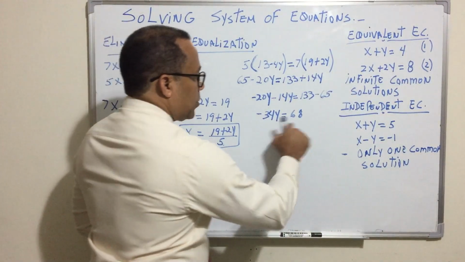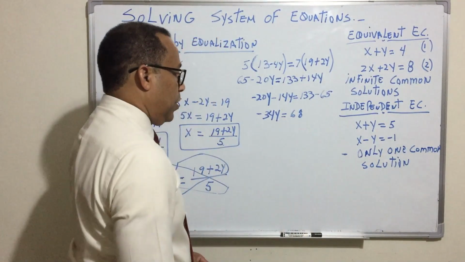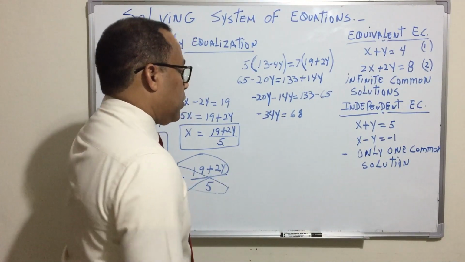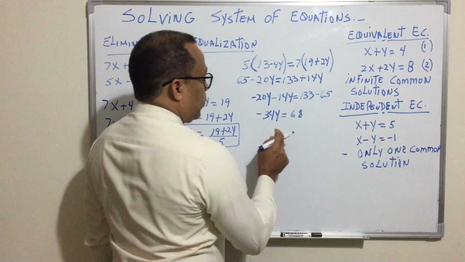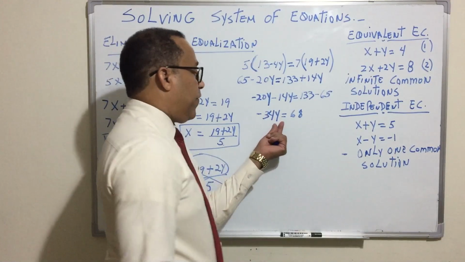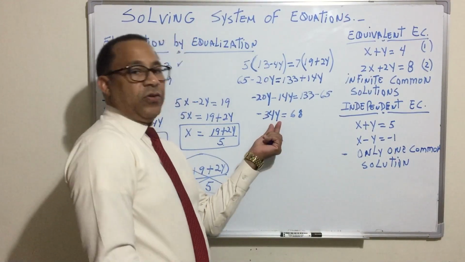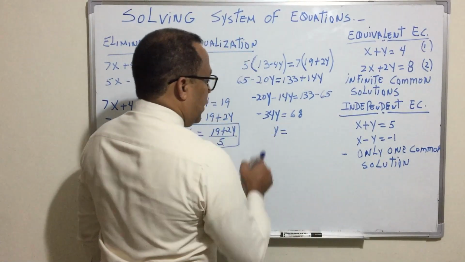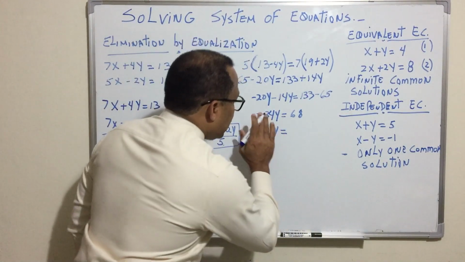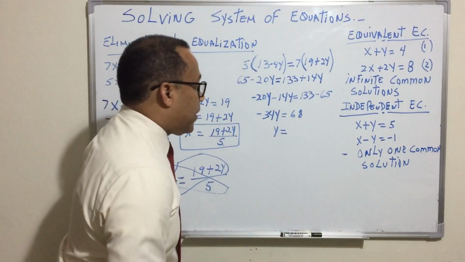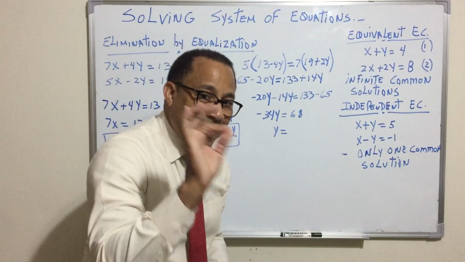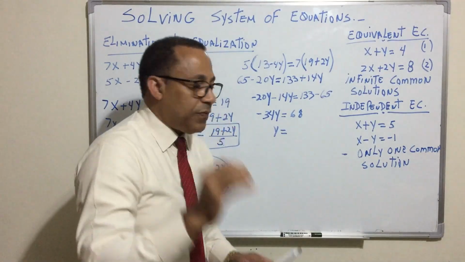And then I just need to solve this simple equation. It says negative 34y equals 68. So what do I need to do? I need to get rid of the number in order to get the variable by itself, in order to clear the variable. So this will be y equals, the 34 is multiplying the y because of the operation between the terms, that's the key part of this.